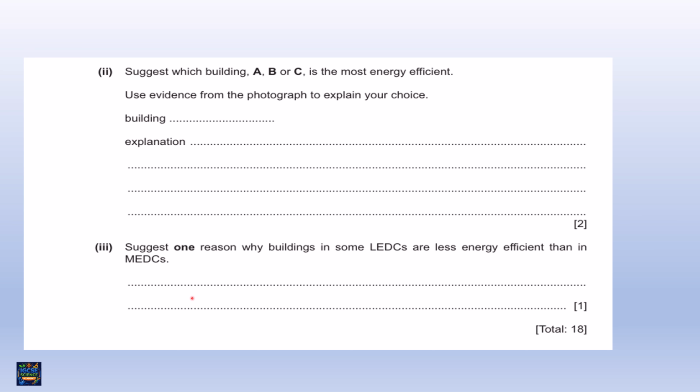Part 3 is suggest one reason why buildings in some LEDCs are less energy efficient than in MEDCs. So here you need to write one reason why buildings in some LEDCs, meaning less economically developed countries, are less energy efficient than in MEDCs. MEDCs means more economically developed countries. This carries only 1 mark. So question number 5, parts A to D, carries a total of 18 marks.